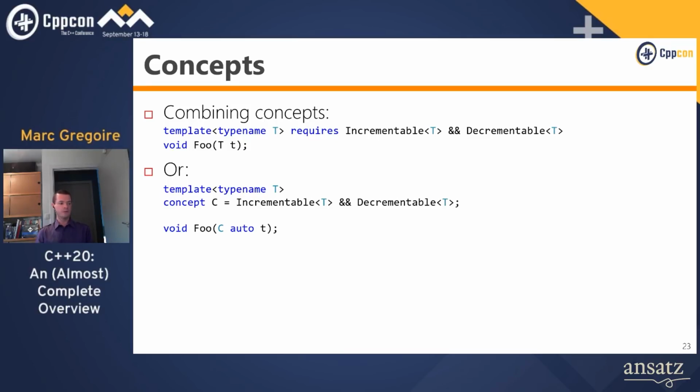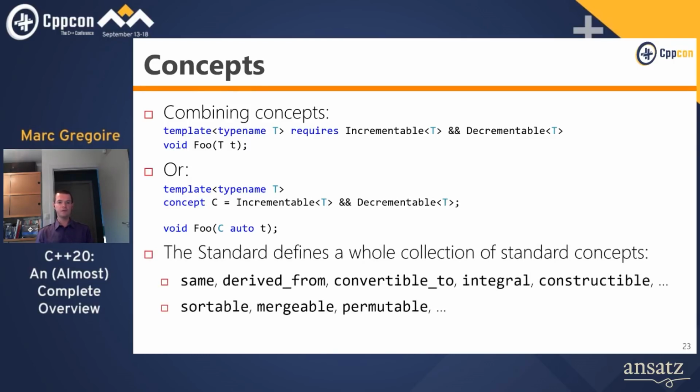And in the case of concepts, the C++20 standard library actually does define a whole lot of predefined concepts. So we have things like same, derived from, integral, constructible, convertible to, and also more high-level concepts like sortable, mergeable, permutable, and much, much more. There are a couple of dozen different standard concepts that are available. So I suggest if you need a concept, first check what exists in the current standard library. And if it doesn't exist what you exactly need, maybe you can use a combination of existing concepts instead of writing your own concept from scratch.